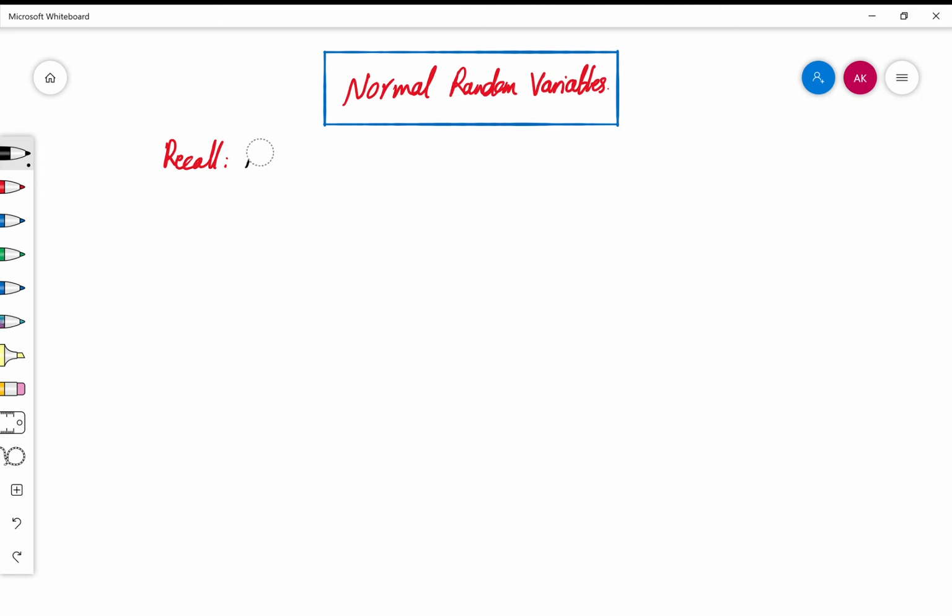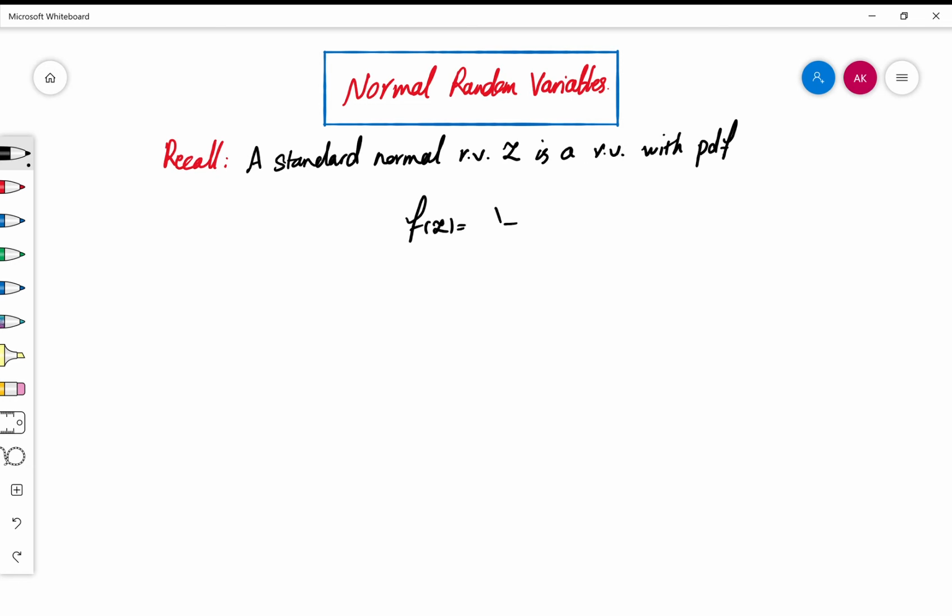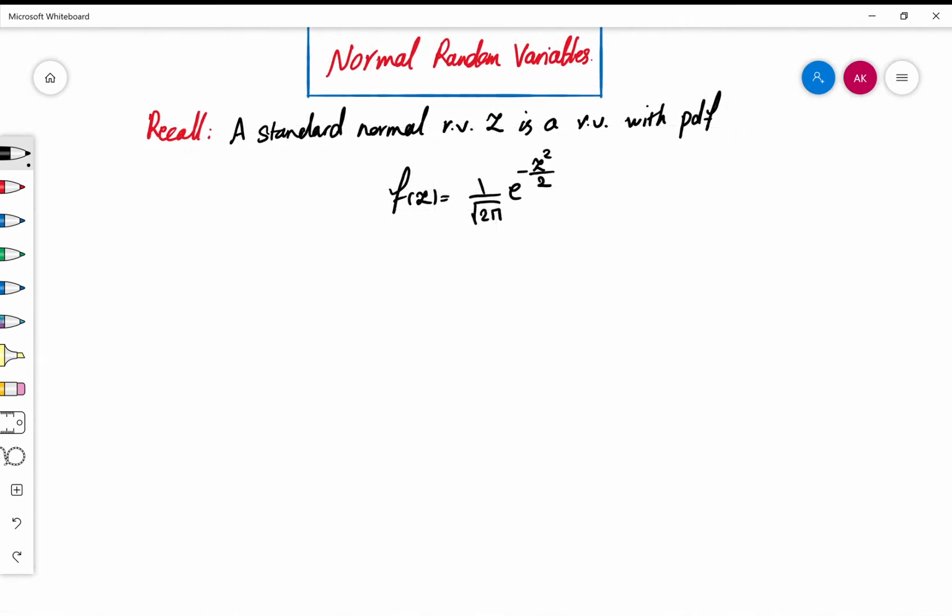Okay, so let me just recall the standard normal random variable Z. It is a random variable with probability density function given by this formula: f of z is 1 over root 2 pi e to the power minus z squared over 2. Well, the formula you don't need to remember, but just at the moment you just need to see what it is.